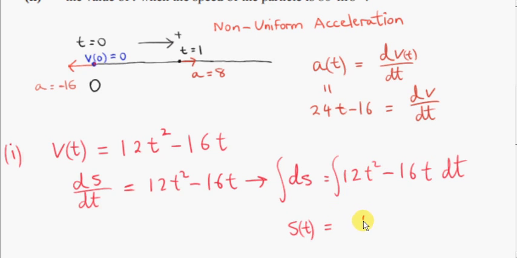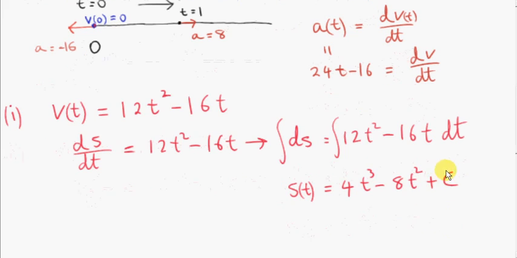So we're going to get t cubed here, and 12 divided by 3 is 4. We're going to get t squared, 16 divided by 2 is 8. And we have a constant of integration. How do we find c?